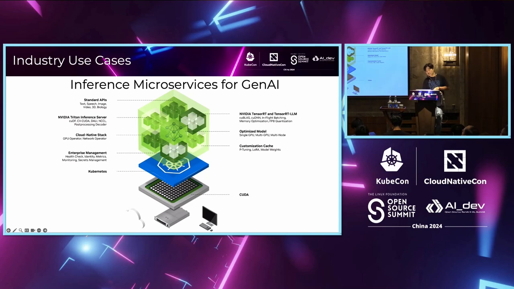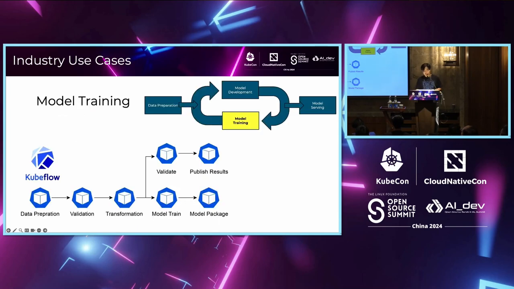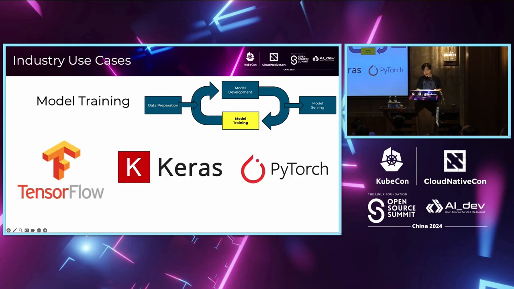Okay, so thinking about the famous Kubernetes cases of AI learning, this is the NVIDIA NIM service, which means the NVIDIA Inference Microservice for GenAI. You can see that their microservices for AI utilization run on top of Kubernetes. And thinking about machine learning workflows, Kubeflow helps, and TensorFlow, Keras, PyTorch are also helping us to run AI or machine learning workloads on your Kubernetes clusters.